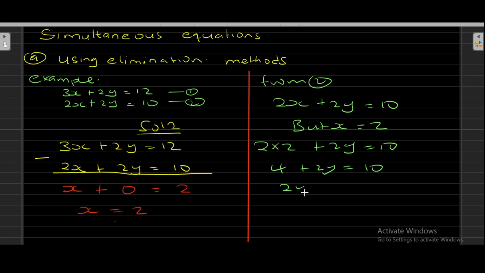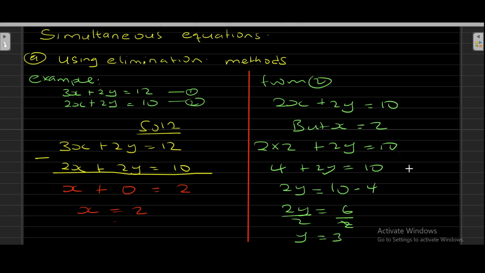Therefore here I have 2y is equal to, this is a positive, comes this side, becomes a negative, 10 minus 4. That will give us 2y is equal to 6. 2y is equal to 6. I divide by 2. Therefore my y is the same as 3. Now in this case, my y will be the same as 3.